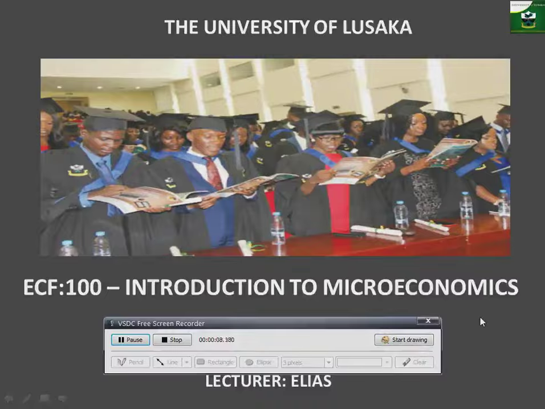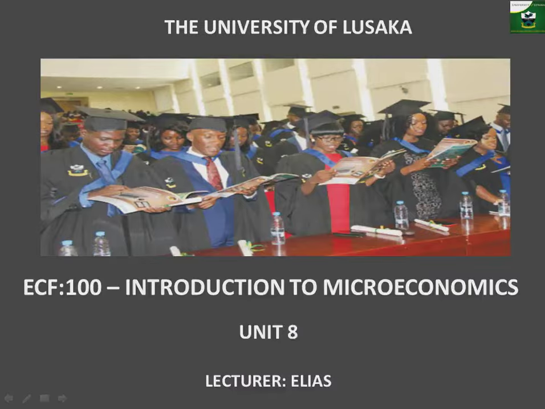My name is Elias. In this video, I will take you through the long-run production process and look at a situation where the firm has the capacity to alter all the inputs brought into the production process. This means that in the long run, there are no fixed factors. The firm is able to alter or change all the inputs, bring in new inputs or remove some of the inputs that it has in the production process.